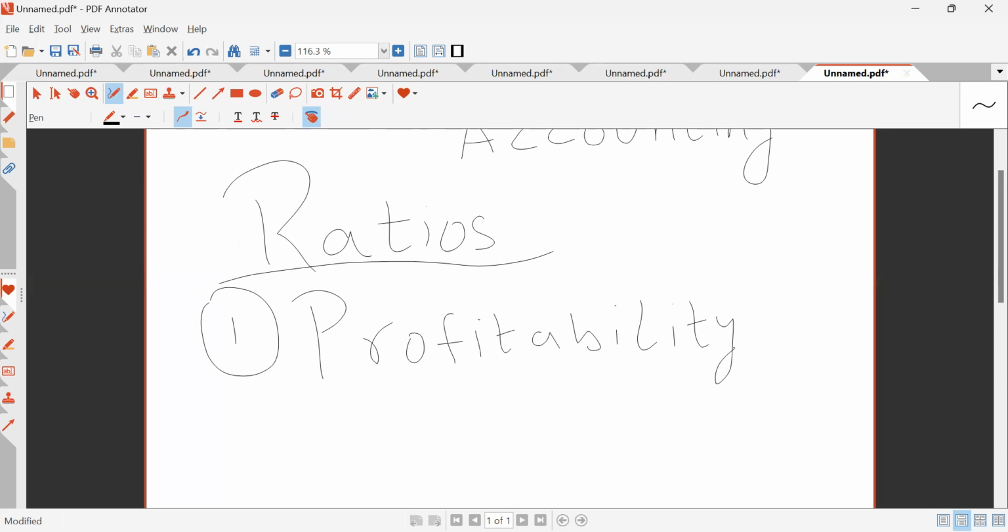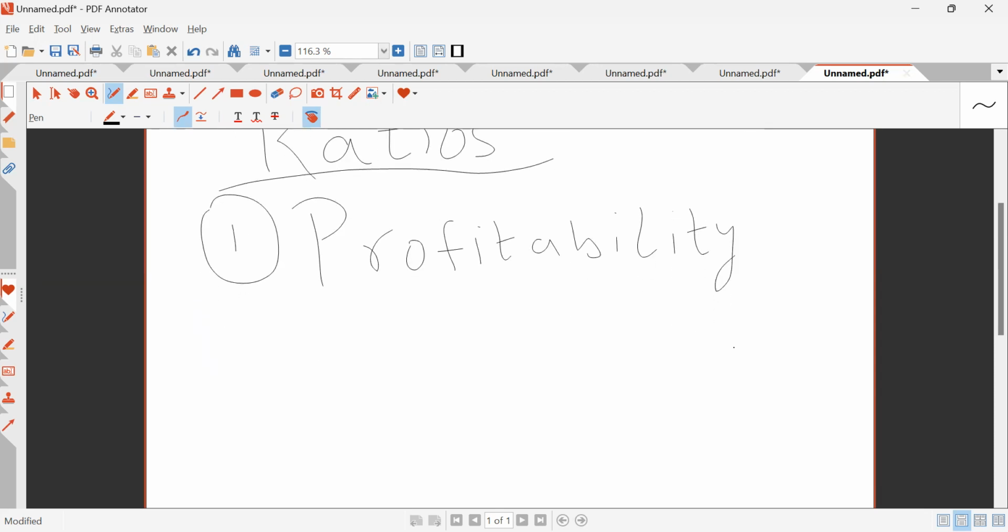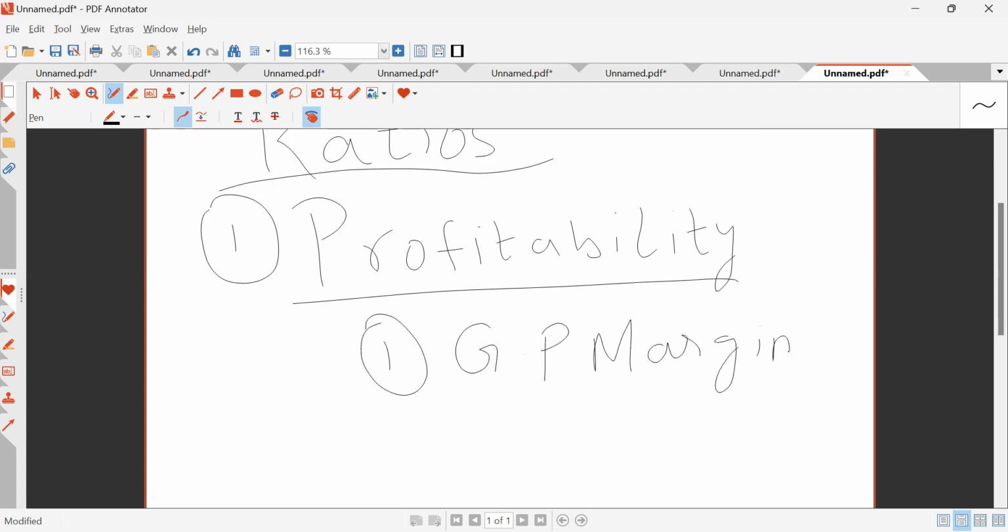But before we understand ratios, we need to understand the income statement and statement of financial position. We can only calculate ratios once we have our net profit or gross profit. So the first ratio in profitability is gross profit margin. What is gross profit margin? Gross profit margin shows gross profit as a proportion of sales.